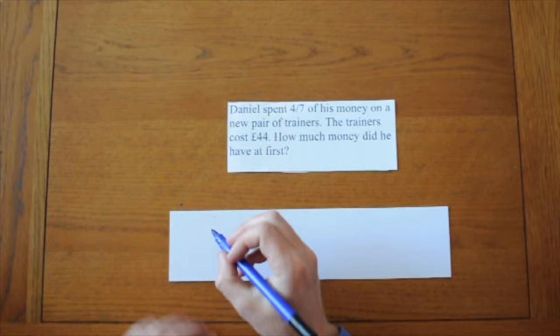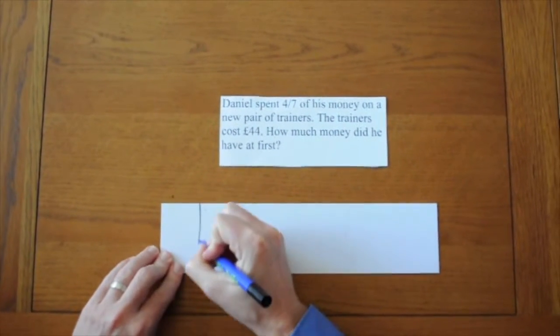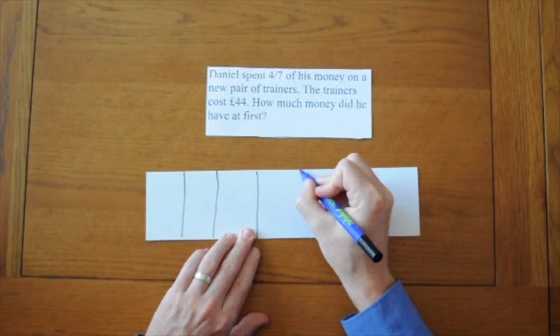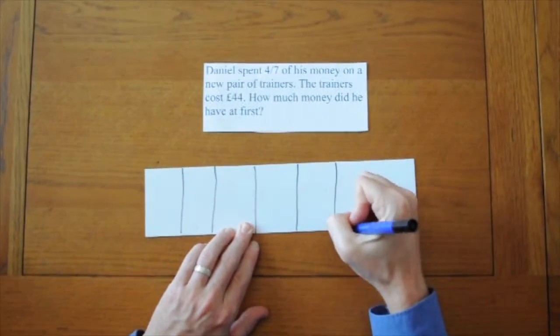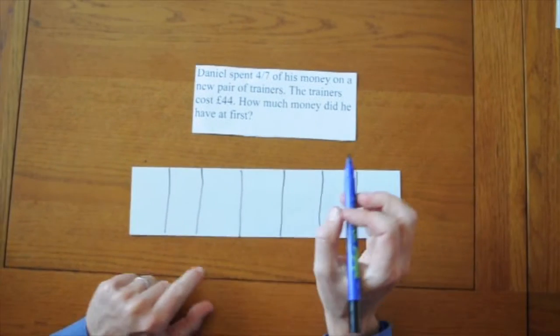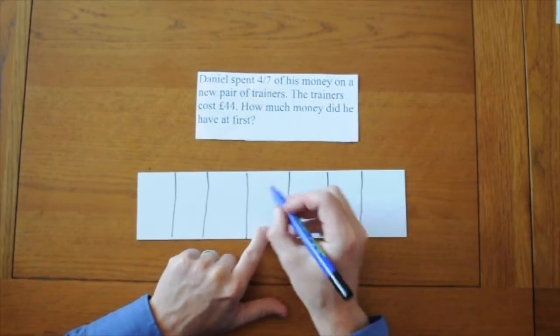Once again, some problems involve part-whole problems like this. Daniel spent 4/7 of his money on a new pair of trainers. The trainers cost £44. How much money did he have at first? First of all, we split the bar into sevenths. We know that 4/7 is £44.